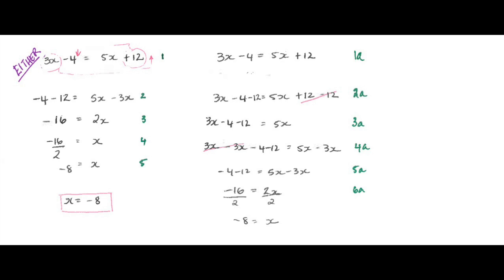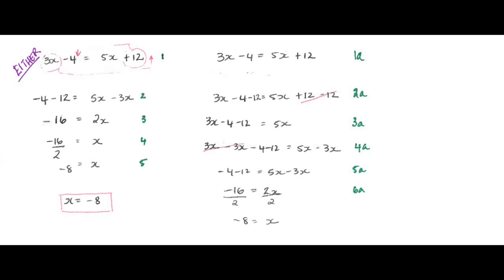Then minus 16 is equal to 2x. I've simplified here, because negative 4 minus 12 is going to give you a negative 16. And then I'm going to divide both sides by 2, and I will end up with x being equal to negative 8, just as before. Now let's look at the OR.